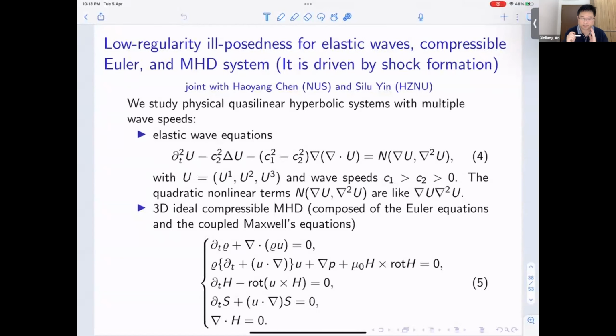We studied physical quasilinear hyperbolic systems with multiple wave speeds. In particular, we consider two types. One is the elastic wave equation, a system in which u is a vector-valued function, and we have speeds c1 and c2, where c1 is larger than c2. This is quite an important system for elasticity. We also have the 3D ideal compressible MHD. If we let H be 0, we go back to the 3D compressible Euler equation. This is the compressible Euler equation coupled with the Maxwell equation.